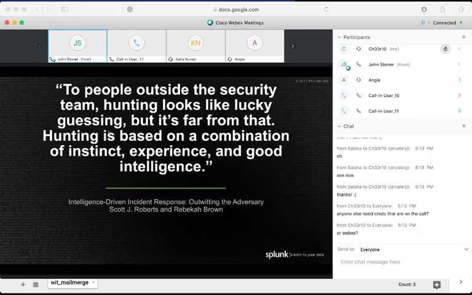Hunting's based on a combination of instinct, experience, and good intelligence, right? So while this sometimes can look easy when you start pulling things together, you really need to sit down and take the tools that you have and put these things together and come up with the answers that you're seeking, right? So where do we start?